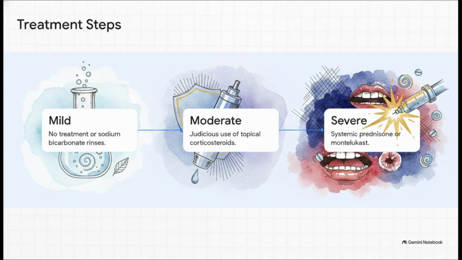Step 2. For moderate, highly painful cases, we step it up to topical corticosteroids. Prescribing a fluocinolone gel or a dexamethasone elixir rinse blunts that localized immune response and gives them significant rapid relief. Step 3. For severe, unremitting major Aphthae, the ones literally stopping your patient from eating and drinking, we have to bring out the big systemic guns. This means a short course of systemic prednisone, usually 20 to 40 milligrams daily, carefully tapered over a couple of weeks. In some tricky refractory cases, systemic montelukast, a leukotriene receptor antagonist, can also be a highly effective off-label tool.